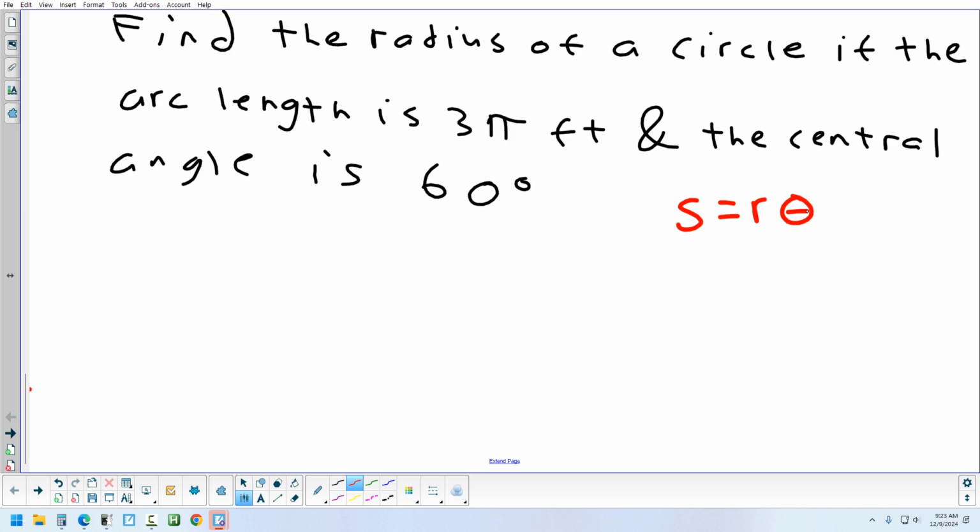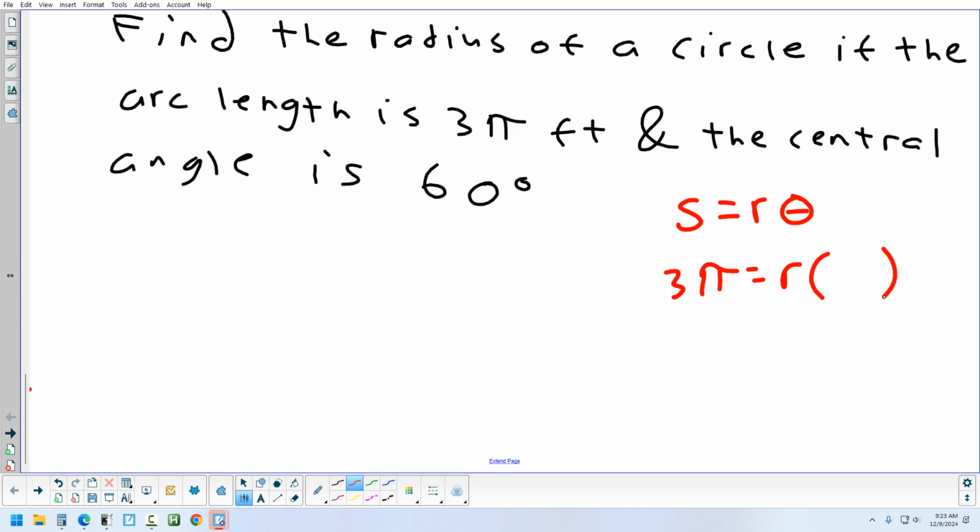That means we must already have the s and the theta. What's the s in this case? It says the arc length is 3 pi, so we're going to fill that in. We just said we don't know the r. And what's theta in this case? 60 degrees. That's the angle that they give me. Can I fill that in? Wait, no, what's wrong with that? It's in degrees and not radians.